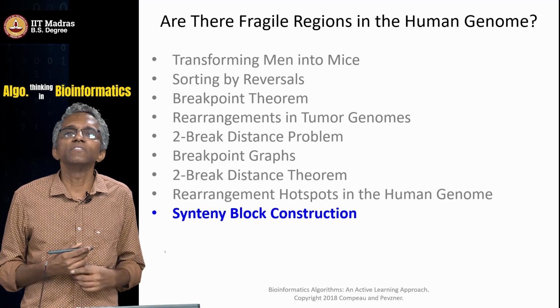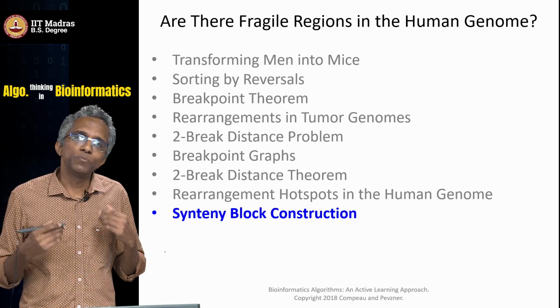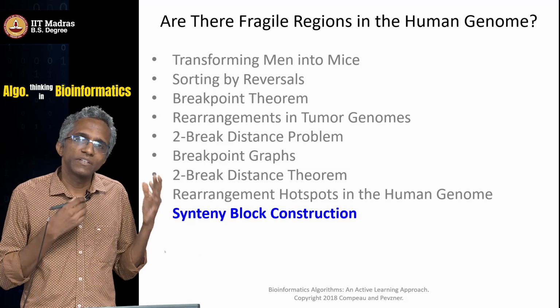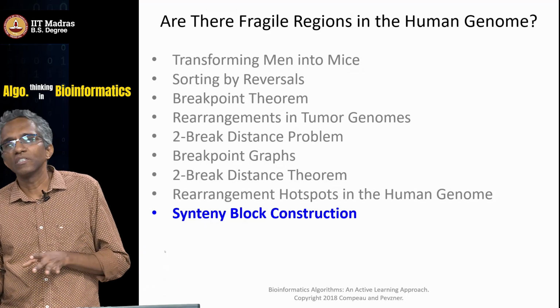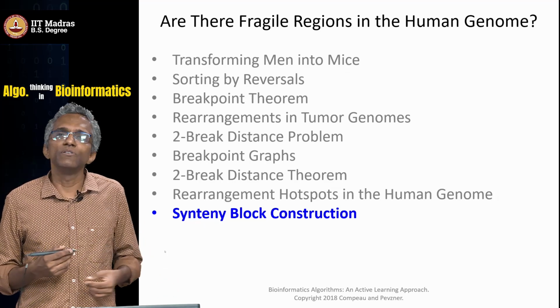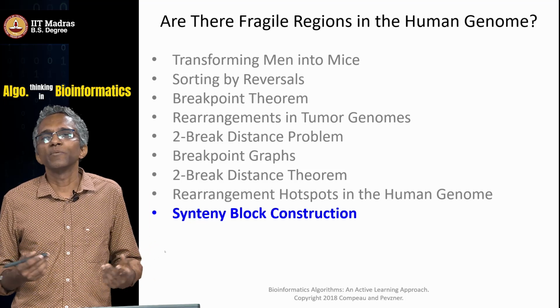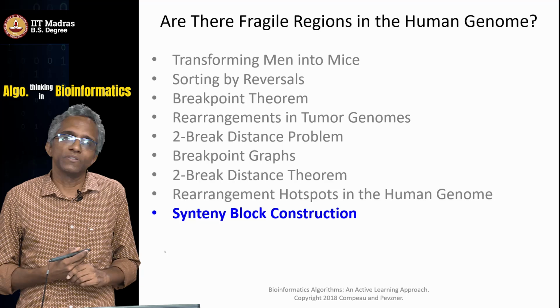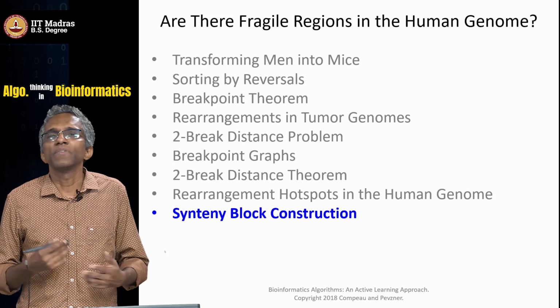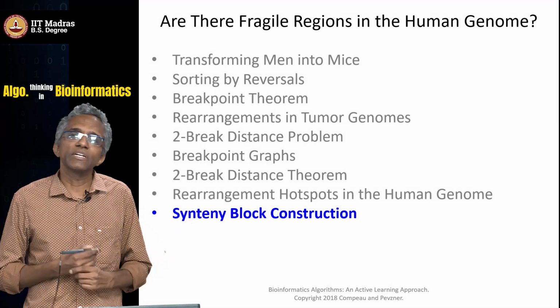We were using these bounds on the optimum number of 2 breaks to prove that certain models cannot be right and certain other models are consistent with the observed data, and so on. In addition to these evolutionary insights, like we have said before, it can also be used to understand the landscape of cancer genomes, how the cancer genomes have undergone these 2 break operations and transformed from a normal genome to a cancer genome.